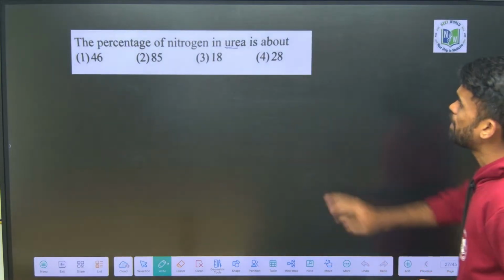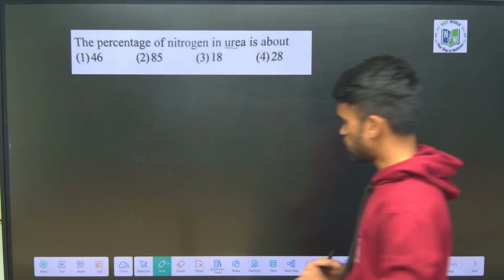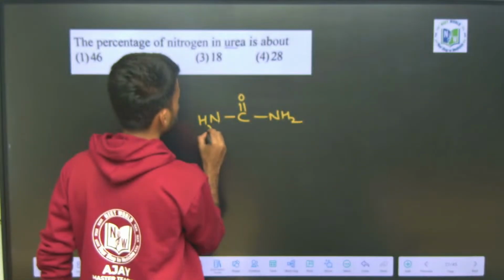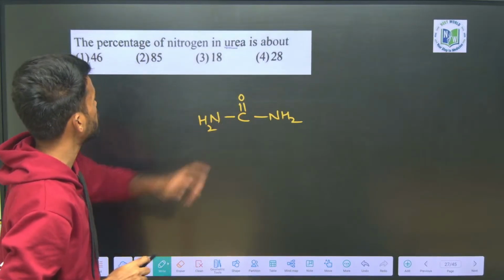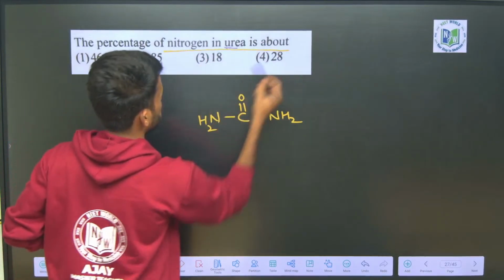Look at this, the percentage of nitrogen in urea. See, what is the formula of urea? What is the formula of urea? So we know C double bond O, NH2, NH2. How many nitrogen atoms are there here? 2 nitrogen atoms are there. Percentage of nitrogen they are saying.